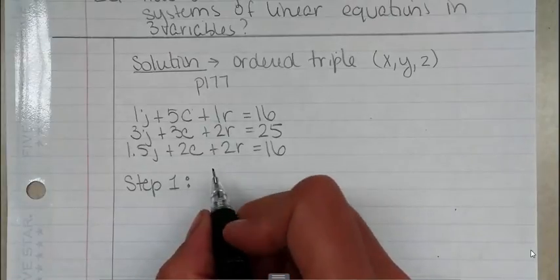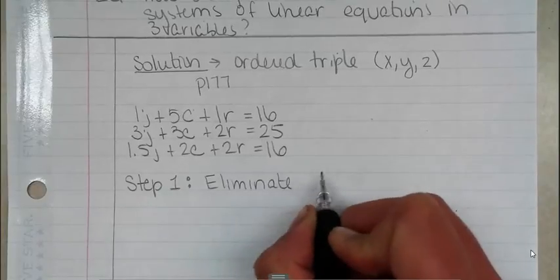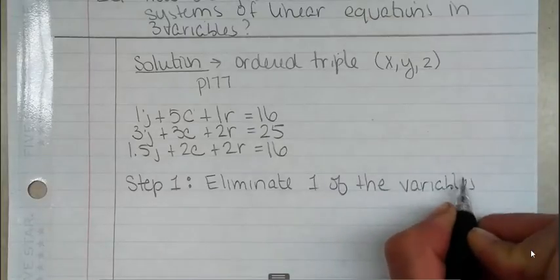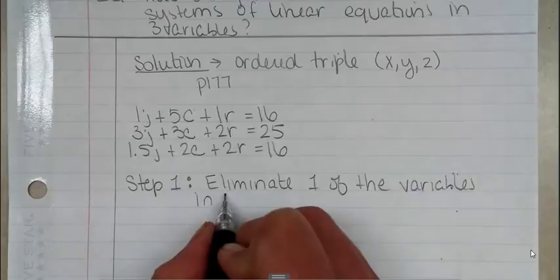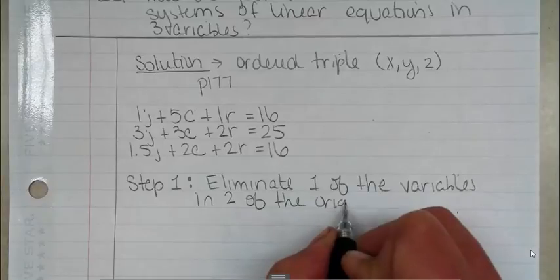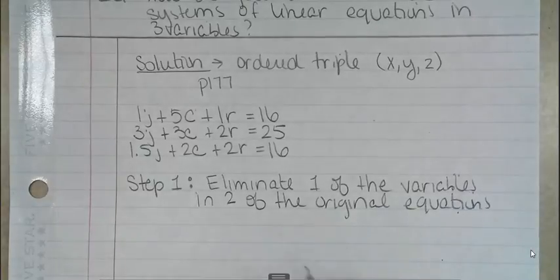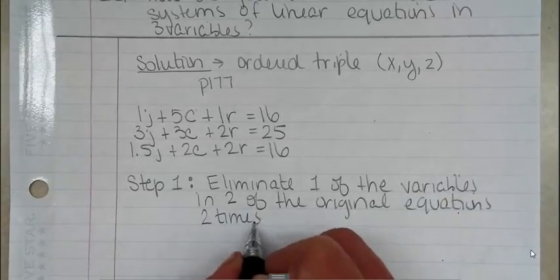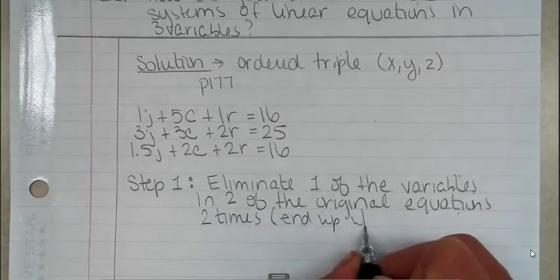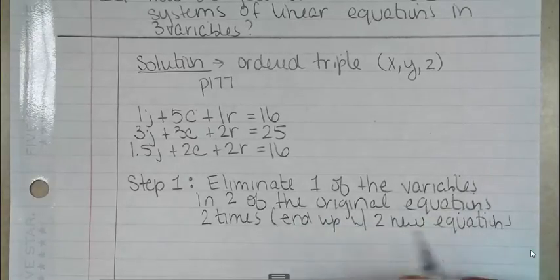All right, so we are going to eliminate one of the variables in 2 of the original equations two times. So what we're going to end up with is 2 new equations. So we'll end up with 2 new equations in 2 variables.